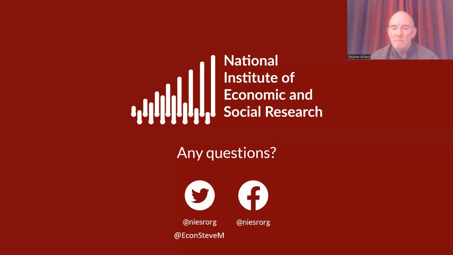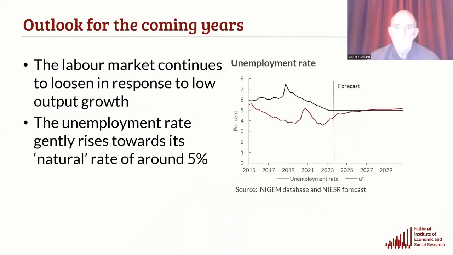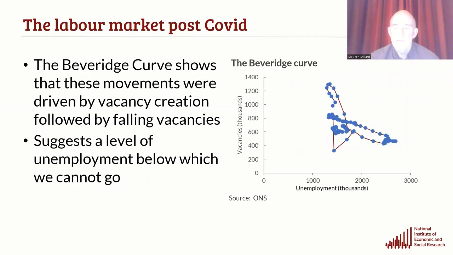Yeah, so I just wanted to pick up on the point, the evidence from the Beveridge curve over the last few years. What is the barrier then for unemployment falling below that level?